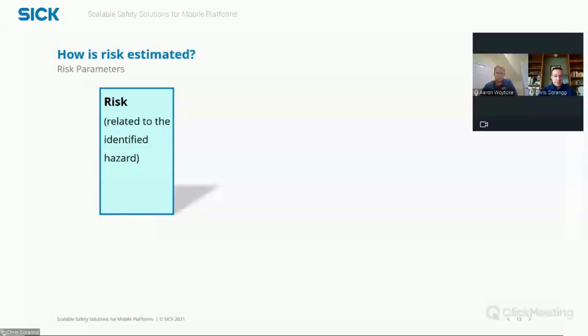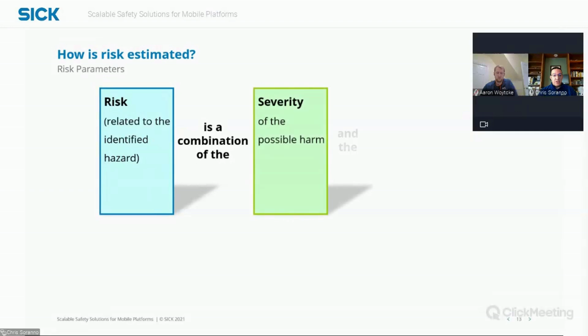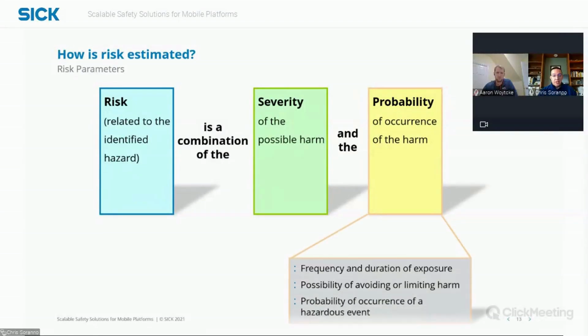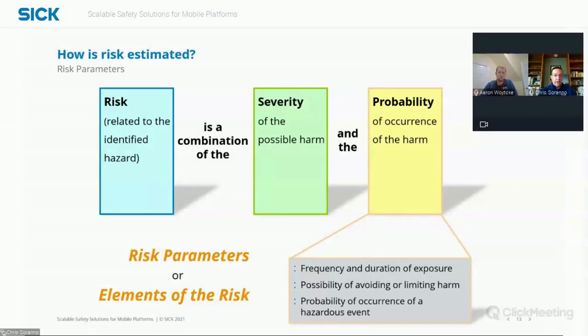So how do we estimate the risk? As I said before, risk, as it relates to an identified hazard, is a combination of the severity of the possible harm as well as the probability of occurrence of that harm. If we look closer, probability can be defined a little bit more granularly. We can look at frequency and duration of the exposure. We can look at possibility of avoiding or limiting the harm. And we can also look at probability of occurrence of a hazardous event. As we start defining it more succinctly like this, we get these risk parameters or these elements of risk that we can then objectively define and grade on a scale.